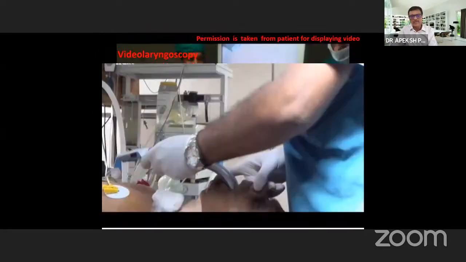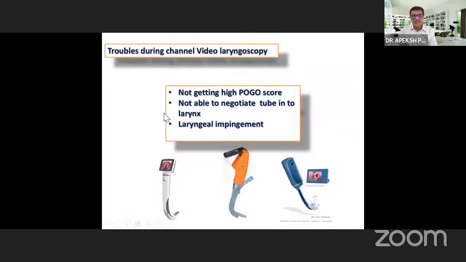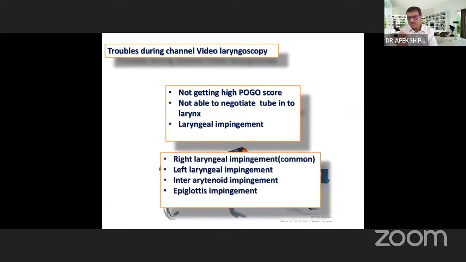You can use the video laryngoscope for checking the laryngeal movement after thyroid surgery in the awake state with the spray. So what are the troubles we get during channel video laryngoscopy? Many times, in patients with a high POGO score, you are not able to negotiate the tube into the larynx. You'll get laryngeal impingement. And most of the time with the channel video laryngoscope, your tube gets lodged at the right aryepiglottic fold. Even left aryepiglottic impingement is possible.